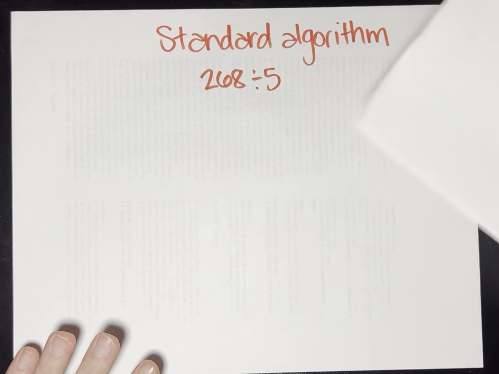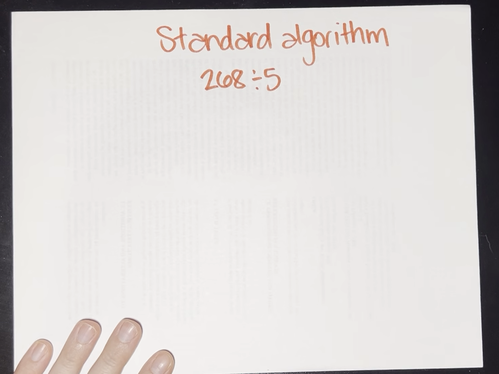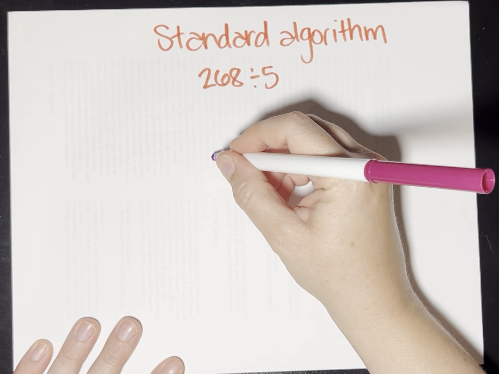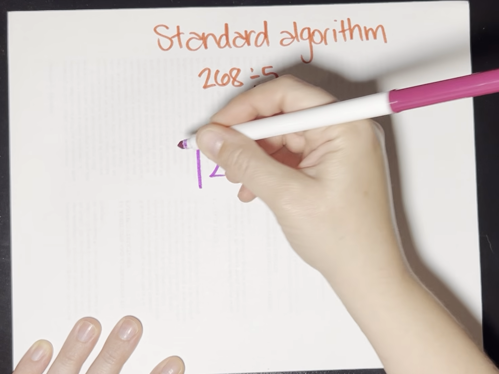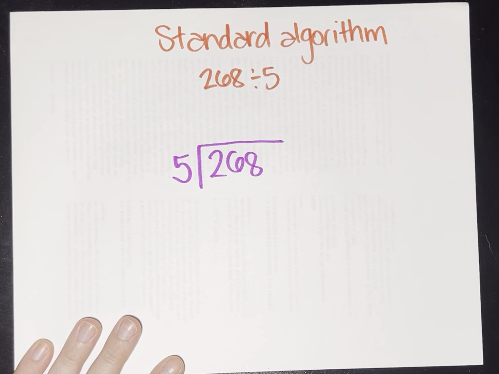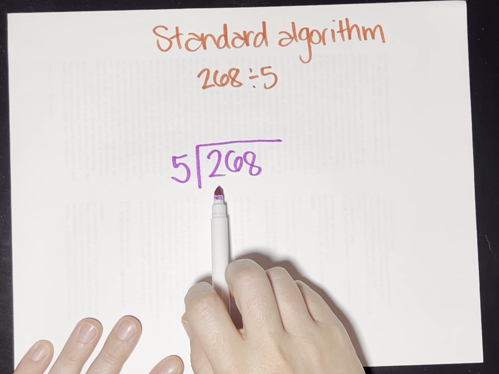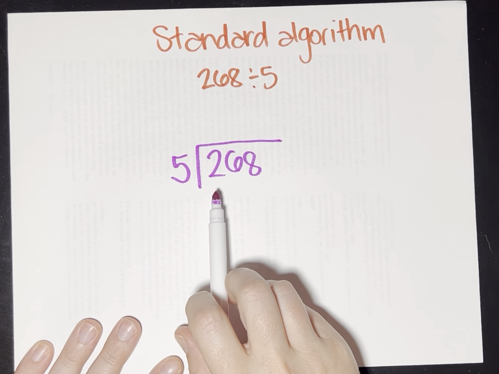Okay. Let's go ahead and do the standard algorithm for 268 divided by 5. Again, we're just reminding ourselves of the steps here. So I take the 268 and I still put it under the division symbol. I put the 5 on the outside. And now my first step is asking how many times does 5 go into 2? And the answer is none without making fractions. And I want to make whole numbers here.